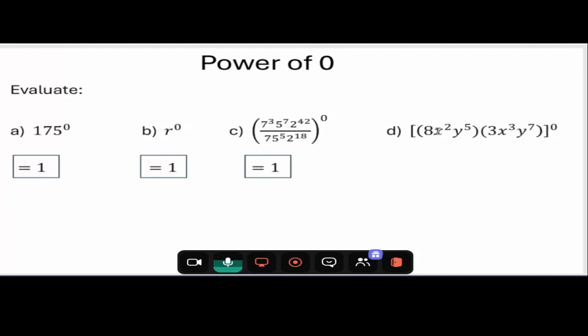Same thing on this one. Last time we learned to multiply monomials, so you could go 8 times 3 and x squared times x cubed and y to the 5th times y to the 7th, and work all that out, and then you say, oh, then it's all raised to the power of 0. I didn't need to do any of that. It's equal to 1. Like I said, the easiest set of practice questions you'll ever have. Anything raised to the power of 0 is equal to 1.